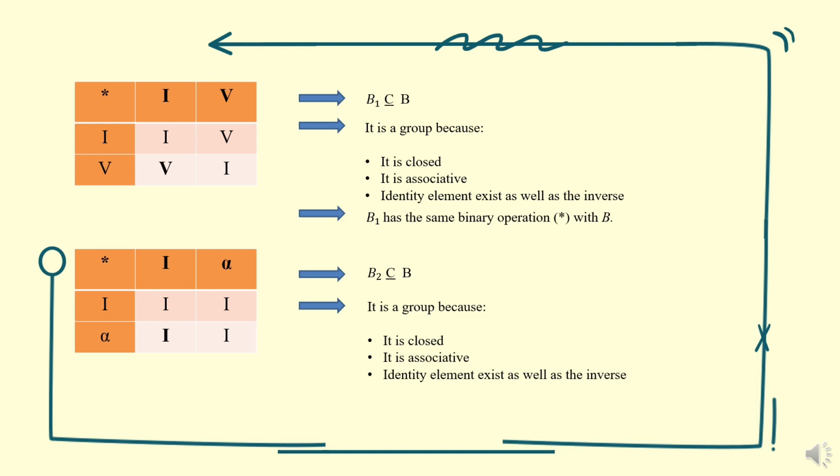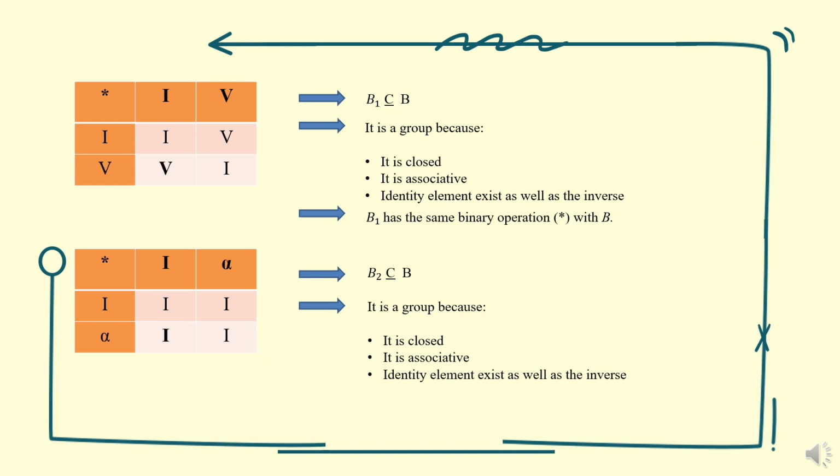It is associative. Yes, associative po siya kasi po pag linif po natin yung table, yun pa rin po yun ang lalabas sa outcome po natin. Alpha and Roman numerals 1 lang din po talaga siya. So last, identity element exists as well as inverse.